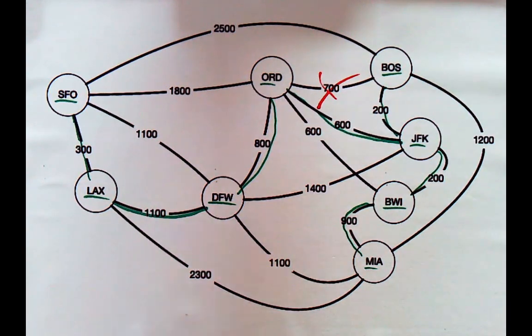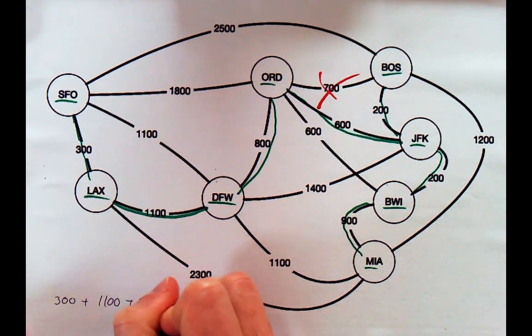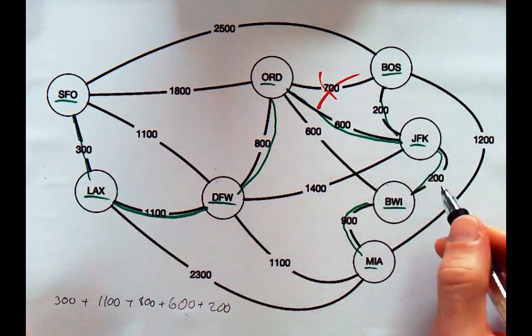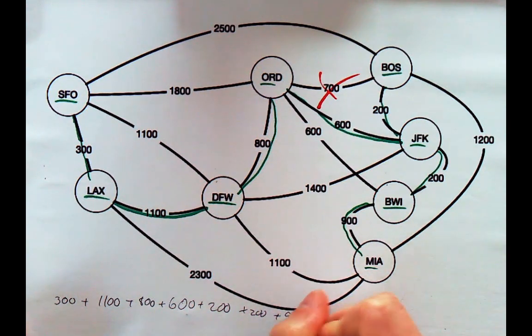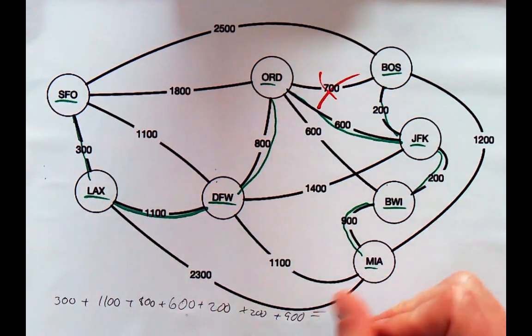Okay, so a couple of things. When we're all done here, we have some overall cost, and it looks like we made several arbitrary decisions. There were several cases where we had a couple of choices that were equal value, and I just arbitrarily picked one. So first of all, let's think about our overall cost. So our overall cost is the sum of all of these. So 300 plus 1100 plus 800 plus 600 plus 200 plus 200 plus 900. Okay, and so that's going to give us some overall total, which looks like it's 4,100 or $4.1 billion.